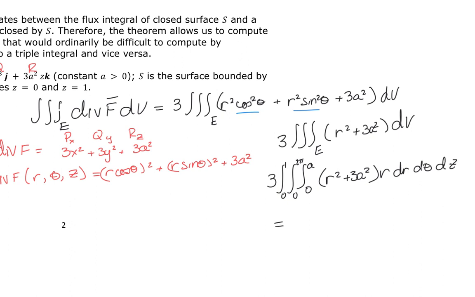And when I get totally done, I'm just going to skip to what it's going to be. It's going to be 9a squared pi over 2. Now, we did this with the divergence theorem, right? We didn't have to do each individual surface. We did it right to the divergence theorem, and that's our answer. So I'm just going to put this answer over to the side: 9a squared pi divided by 2.